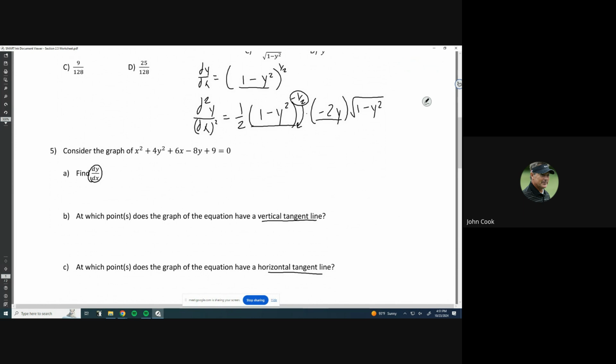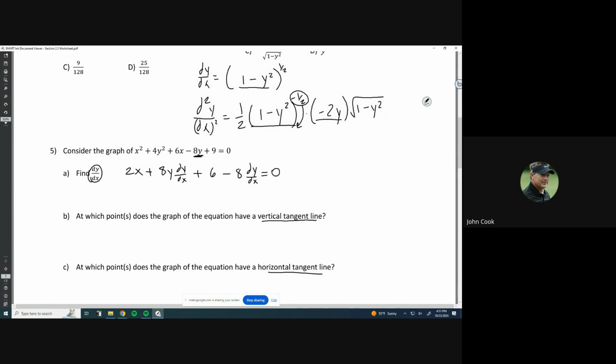So we take the derivative of all this stuff. Derivative of x squared is going to be 2x. Derivative of 4y squared is going to be 8y dy/dx. Derivative of 6x is going to be 6. Derivative of negative 8y is going to be negative 8. Derivative of 9 is 0. And then derivative of 0 is 0, so it just stays as 0. Oh, and I'm sorry. Since I took the derivative with respect to y on that last part, the 8, I've got to do a dy/dx. Sorry about that. I bet you probably saw that, right?